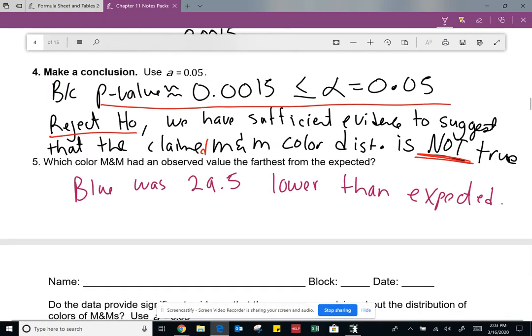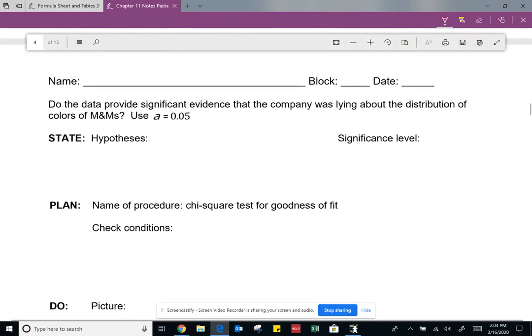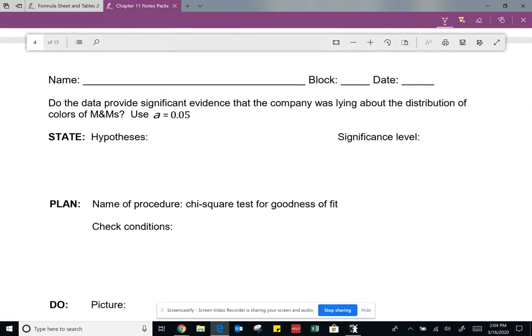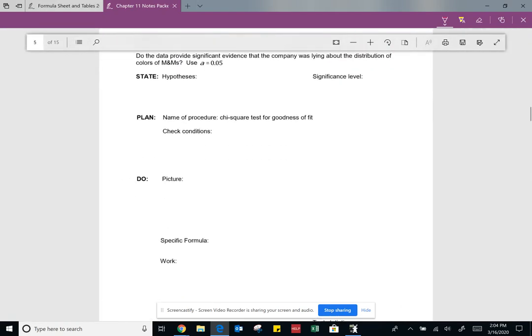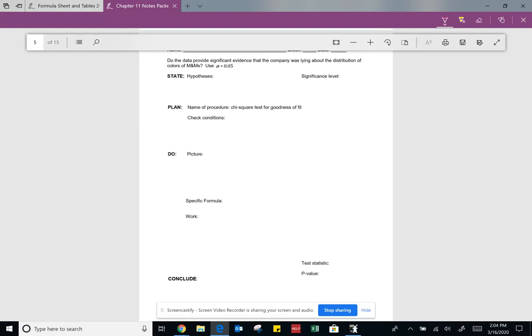Okay, so now what I want you to do here, let's flip the page. I want you to formally complete this hypothesis test. So, do the data provide significant evidence that the company was lying about the distribution of colors of M&Ms? I want you to pause the video here and complete this entire page, and then we will come back together in just a second.